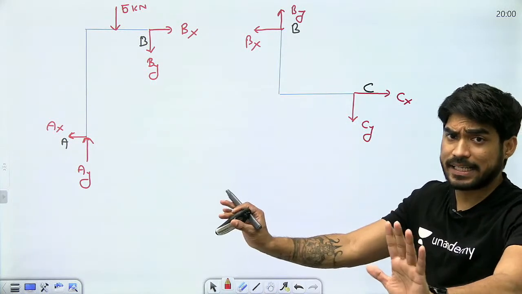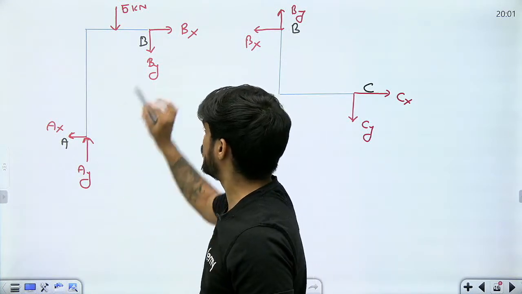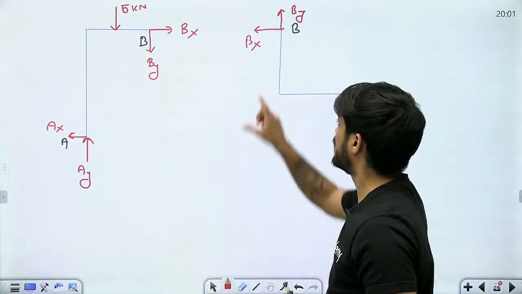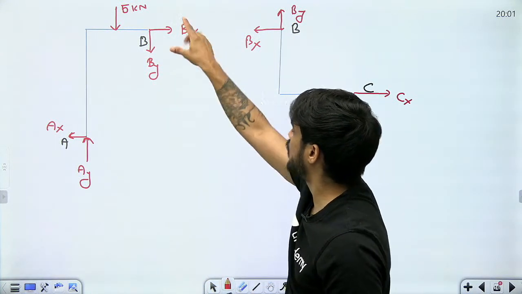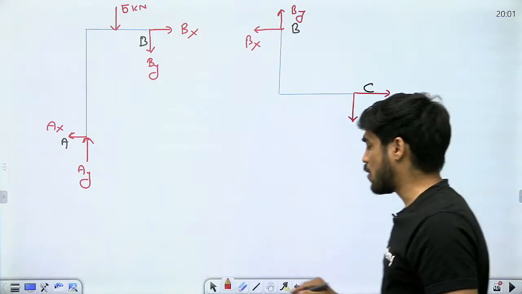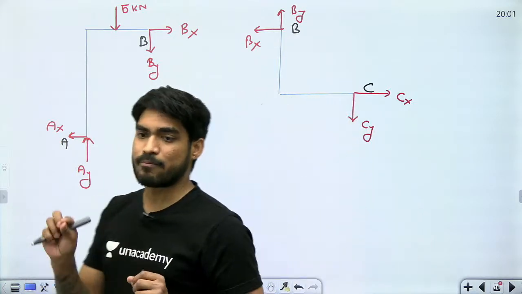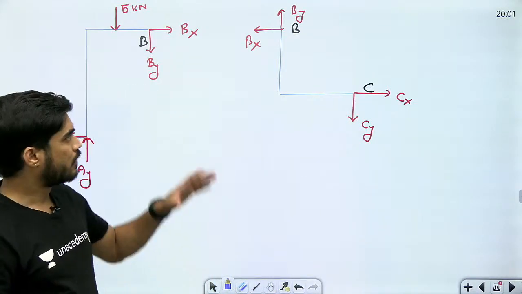I don't know the directions, I am assuming the directions. These two directions I have assumed. Here the directions will be opposite of this. These two directions again I have assumed. Now I want all of you to count the number of unknowns.